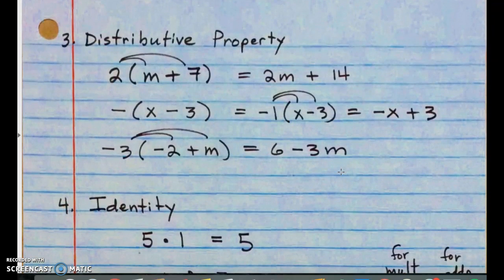Here's the distributive property. You might have done this one where you take 2 times M and then 2 times the plus 7 to get 2M plus 14. Here, think of this as being a negative 1 in front. So it's negative 1 times x and negative 1 times negative 3. So we get negative x plus 3. Here we've got negative 3 times the quantity negative 2 plus m. So negative 3 times negative 2 is positive 6, and negative 3 times m is negative 3m.